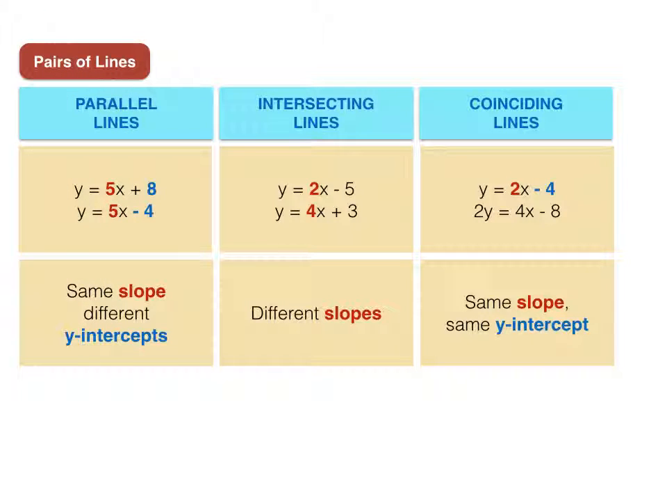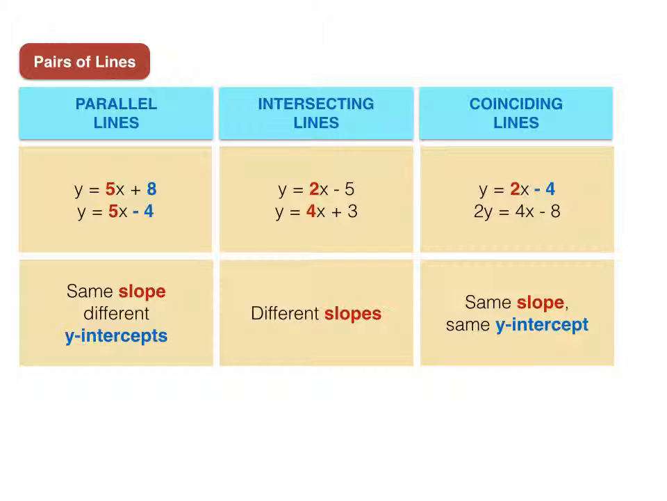An example of parallel lines: y equals 5x plus 8, y equals 5x minus 4. Notice that both equations have the same slope, but different y-intercepts. This makes them parallel. An example of intersecting lines: y equals 2x minus 5, y equals 4x plus 3. Notice that the slopes are different. This means that they will intersect.